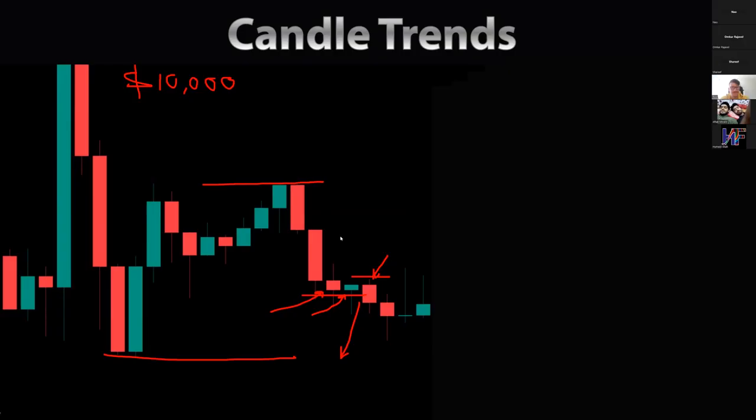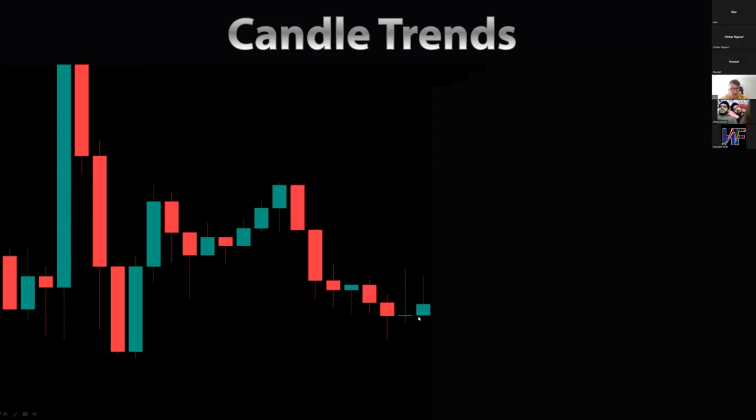Let's see here. Okay, so what's happening now over here? Now we are making a support, and range, right? Because now this is the biggest problem we are facing. Candles are printing side by side.